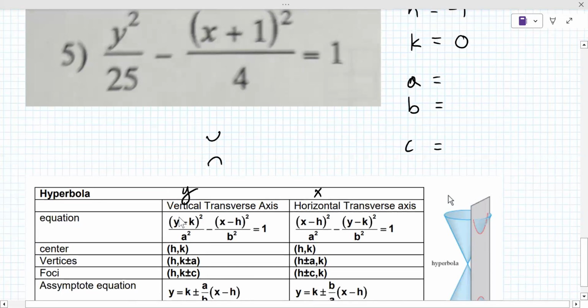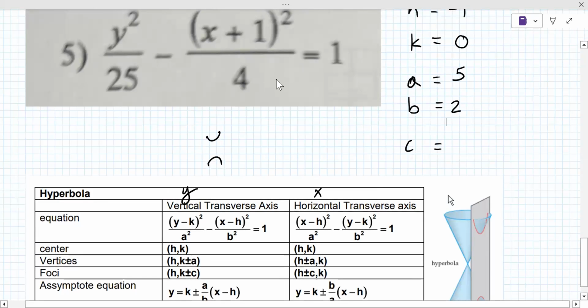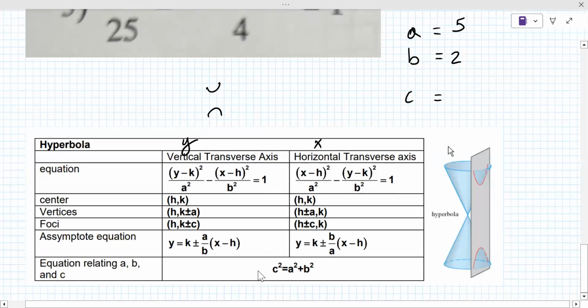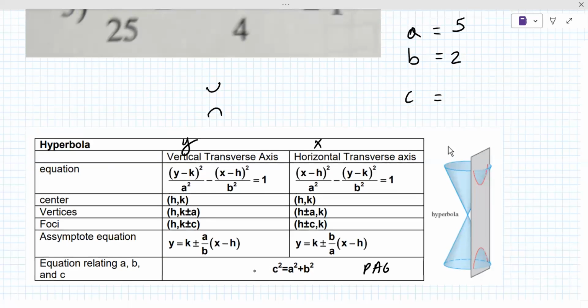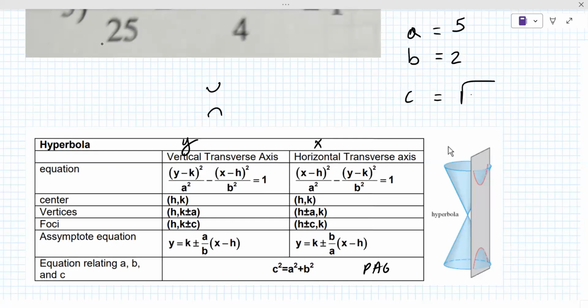Notice that no matter which equation you're given, whether it's vertical or horizontal, A is always under the first one. If you're calling ellipses, it flipped. You've got to look for things that are the same in these ones. So A is always under the first one. A is 5, B is 2. C comes from the Pythagorean theorem here. So you take A, square it, B, square it, add up those numbers and take the square root of it.